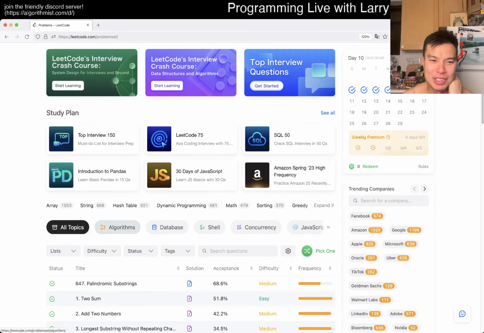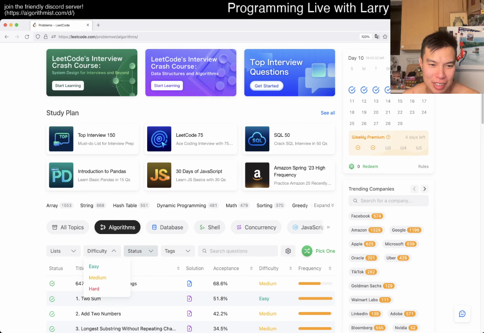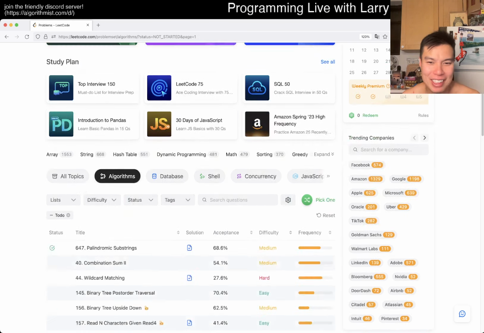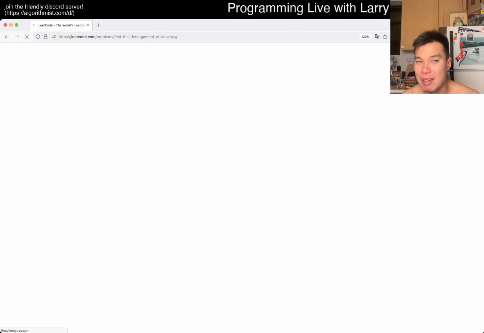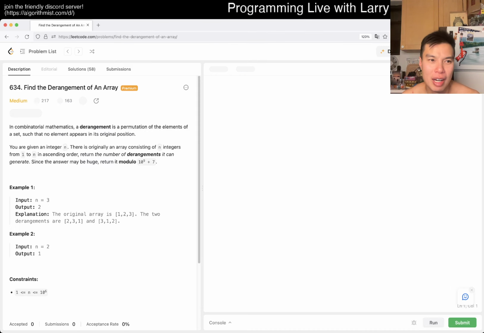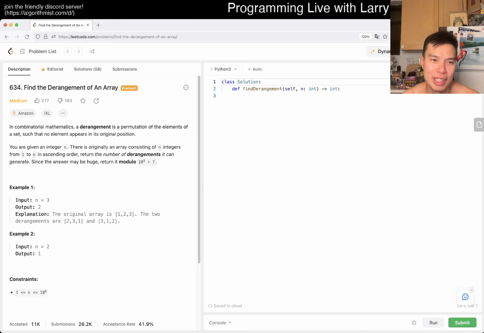This is me trying to do an extra problem, get my money's worth on premium. So, yeah, how do I do this? I always forget every time. Yeah, let's do a random RNG problem that I haven't done before, so we'll be fair. It's 634, Find the Derangement of an Array.